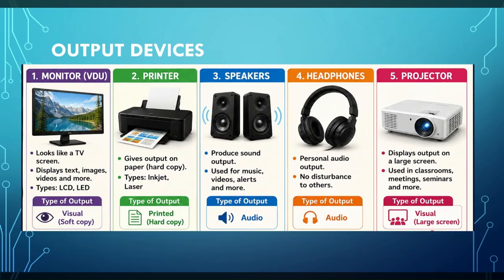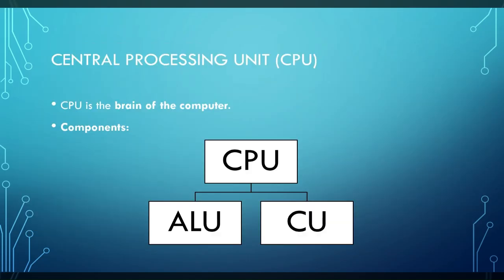Next we have headphones. Here also we have the output in the form of audio, but if we are not ready to disturb our neighbors or anything like that, then we use headphones so that we can easily listen to the voice. Next we have projector. It is also used to display on a large screen. Basically it is used in classrooms, meetings, seminars and more. If we have any presentation and we need to show it to a large group of people, then we can use the projector. Same output that is being displayed by the monitor, when displayed on a larger scale, is done by the projector. So these are all output devices: monitor, printer, speaker, headphones and projectors.